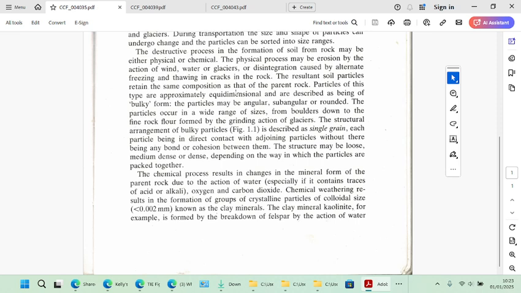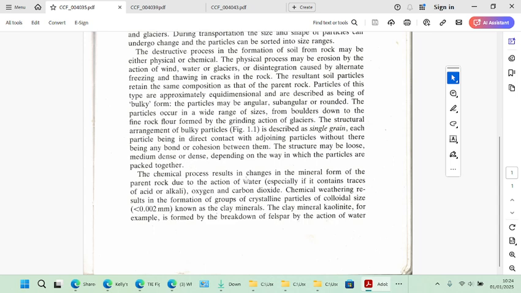Go back a second. The structural arrangement of bulky particles, figure 1.1, is described as single grain, each particle being in direct contact with the joining particles without there being any bond or cohesion between them. The structure may be loose, medium dense, or dense, depending on the way in which the particles are packed together.